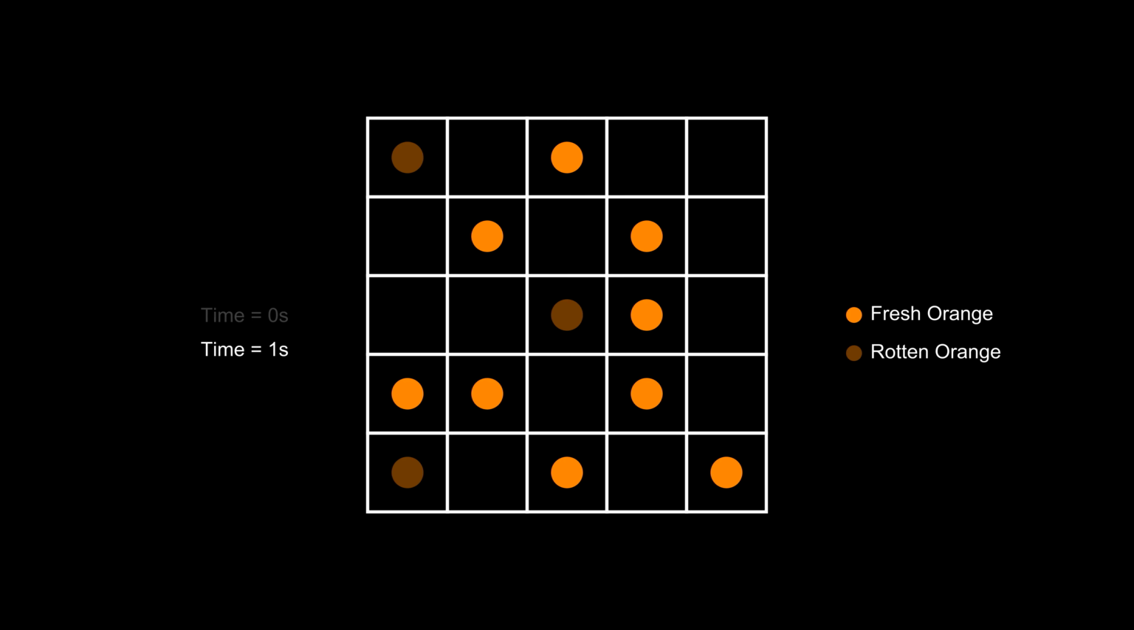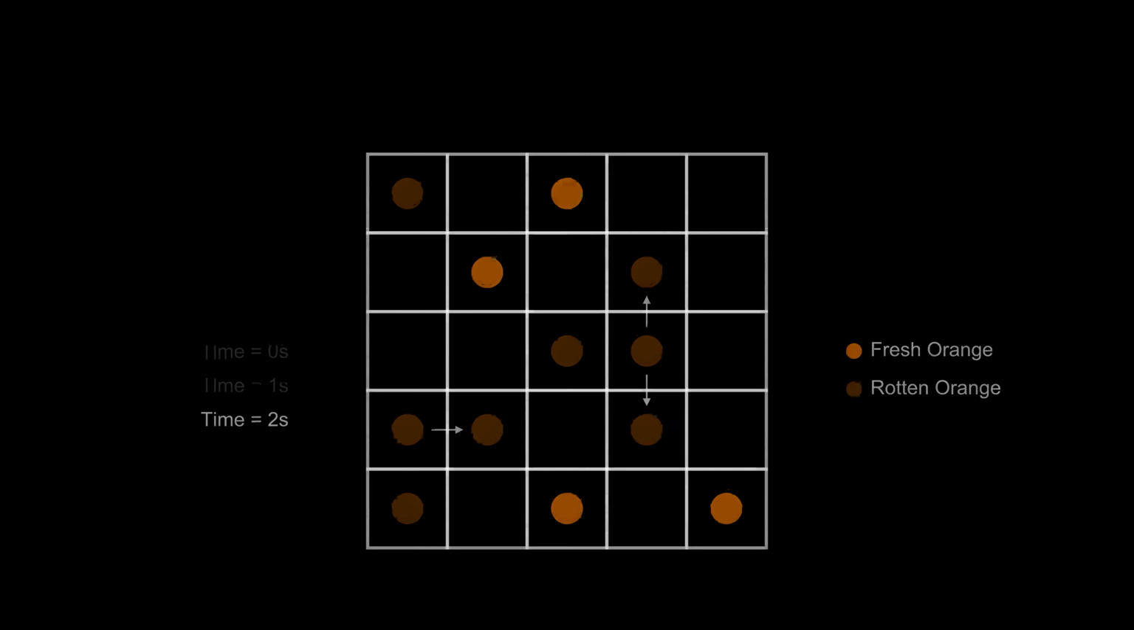At time equal to 1 second, any fresh orange vertically or horizontally adjacent to an existing rotten orange also gets rotten. So these two fresh oranges get rotten here. At time equal to 2 seconds, another 3 oranges get rotten. After this, we still have a few fresh oranges remaining, but they can't be rotten further as none of them have a horizontally or vertically adjacent rotten orange. The problem wants us to return the minimal amount of time in which all the fresh oranges get rotten. If we have a situation where all fresh oranges can't be rotten, we simply need to return -1.